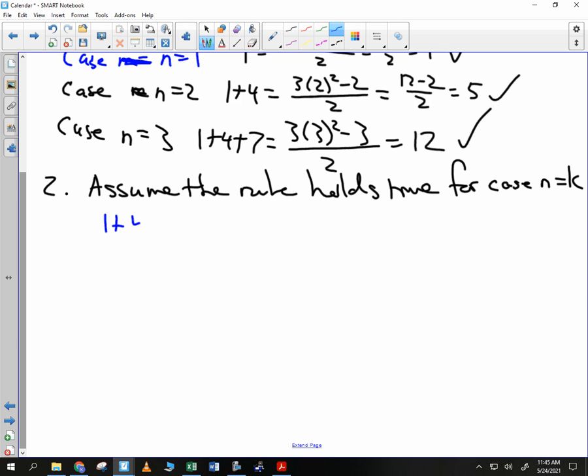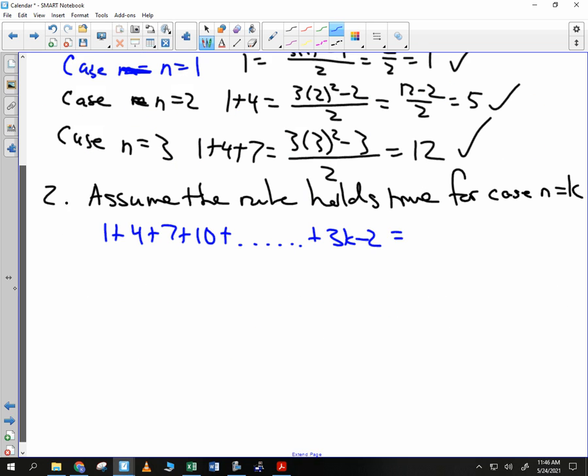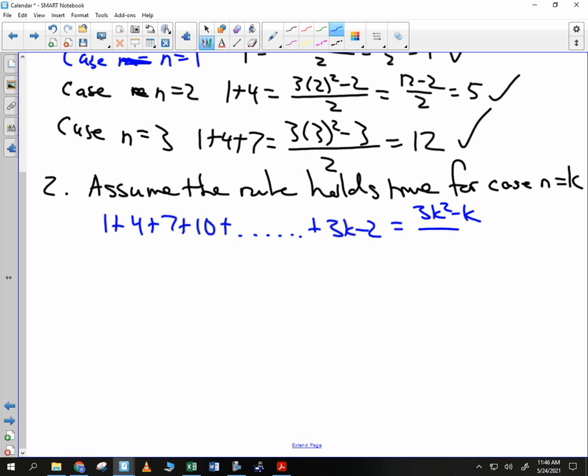1 plus 4 plus 7 plus 10 plus dot dot dot plus 3 times k minus 2 is equal to 3k squared minus k divided by 2. For those of you sitting down right now, does step 2 match with what you had? Okay. And that's my inductive hypothesis. I would like to put IH there.